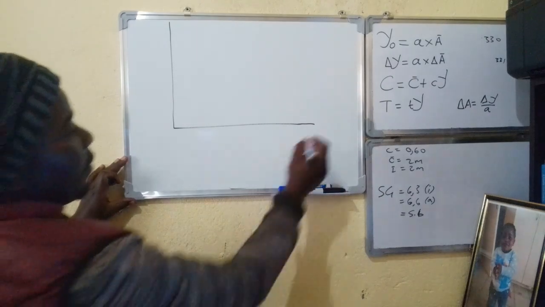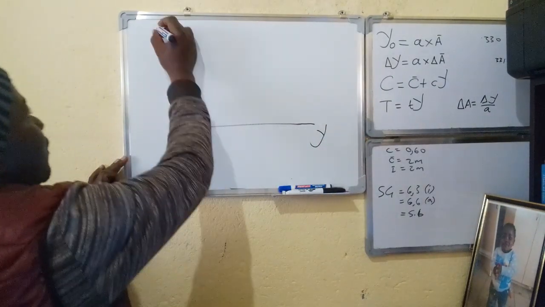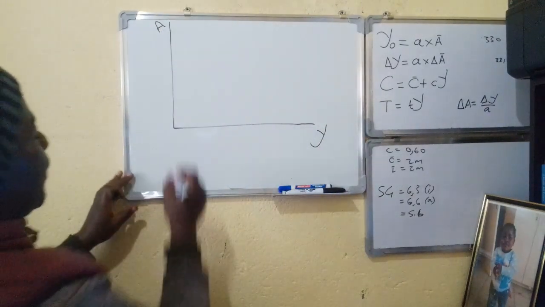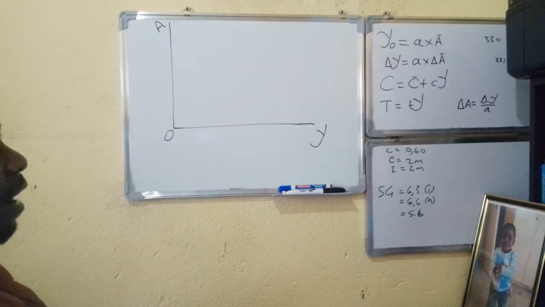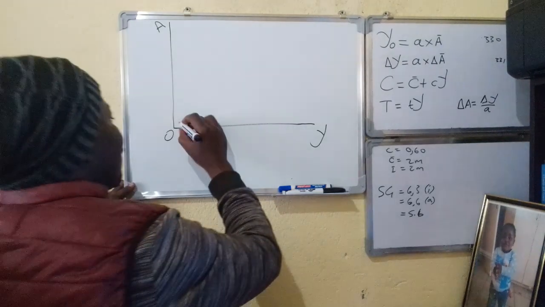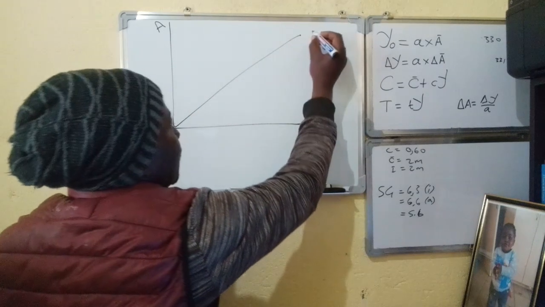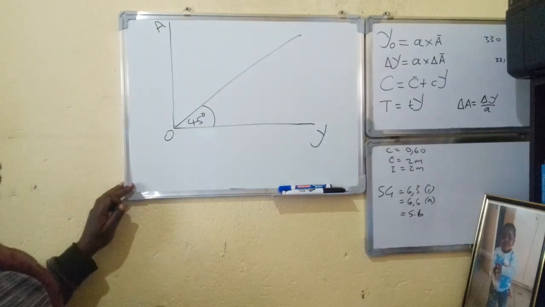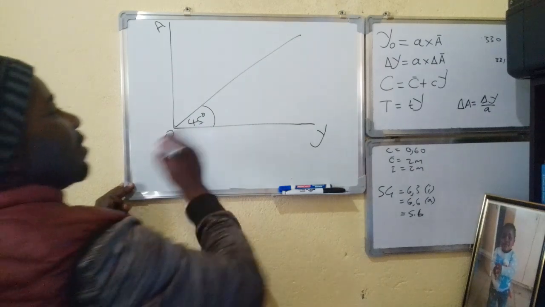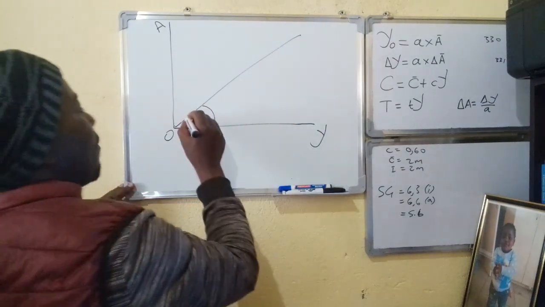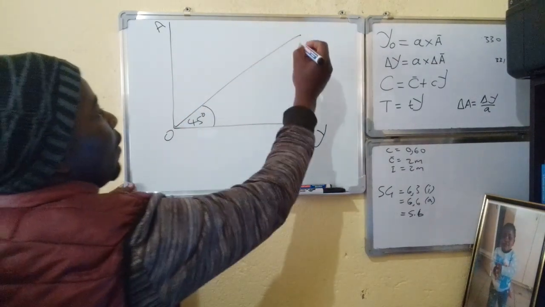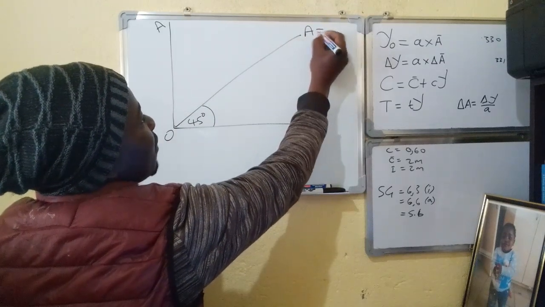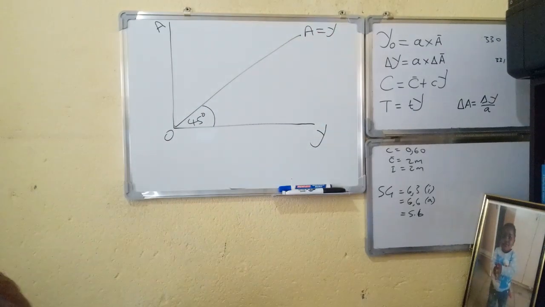Okay? This is your level of income. This is your expenditure. This is your zero in this graph. Now, in this graph, you have this line, the 45-degree line. This line represents equilibrium, all points of equilibrium in the economy, where aggregate expenditure equals levels of income.